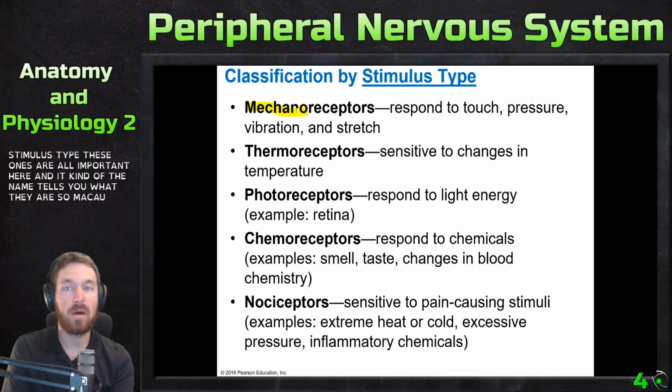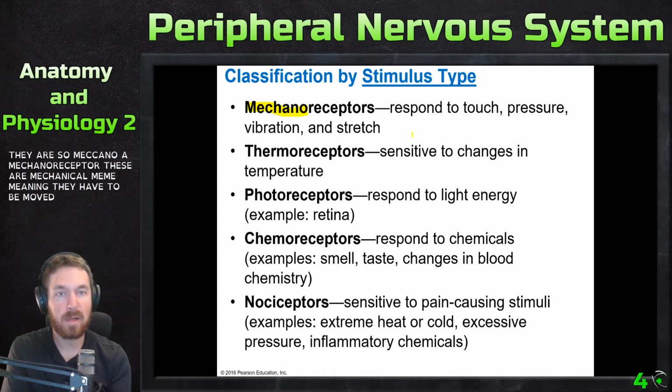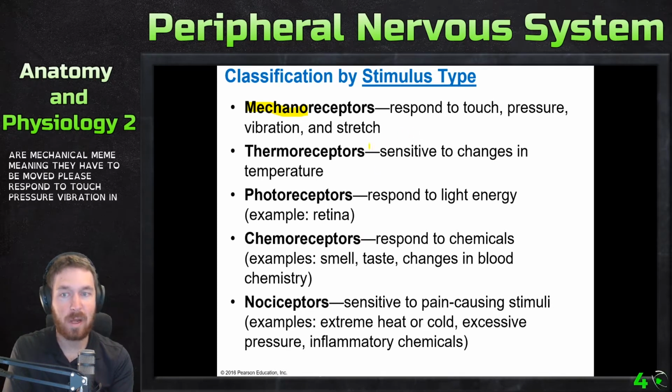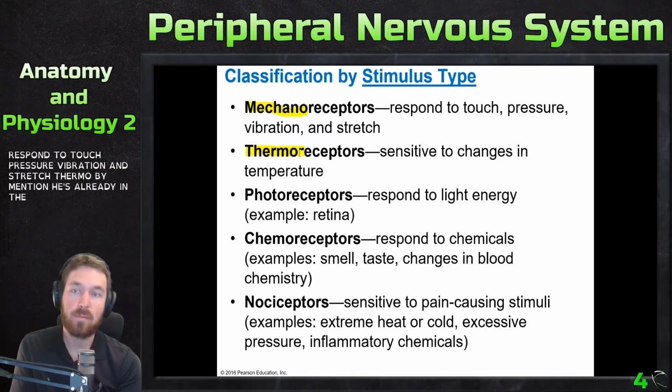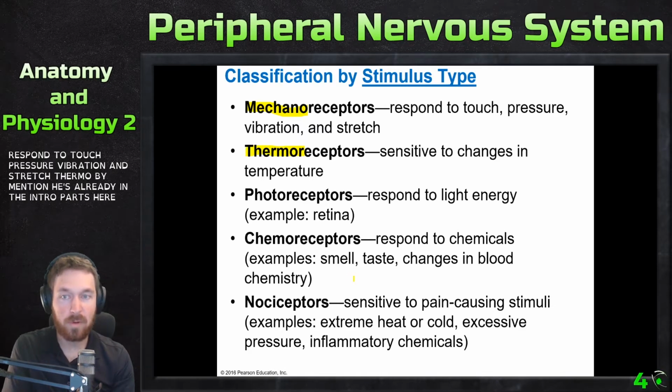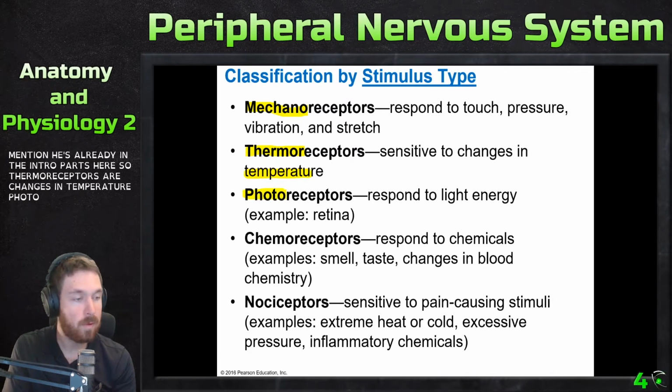Now by stimulus type, these ones are all important here, and the name tells you what they are. A mechanoreceptor, these are mechanical, meaning they have to be moved. They respond to touch, pressure, vibration, and stretch. Thermoreceptors, I mentioned these already in the intro parts here, respond to changes in temperature. Photoreceptors, these ones are for vision.